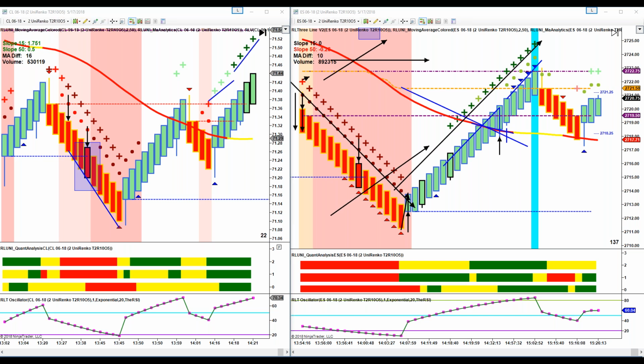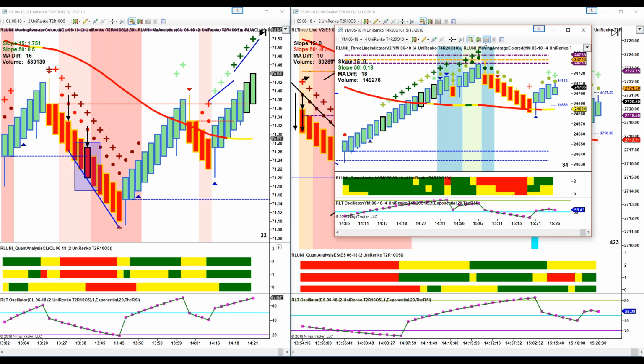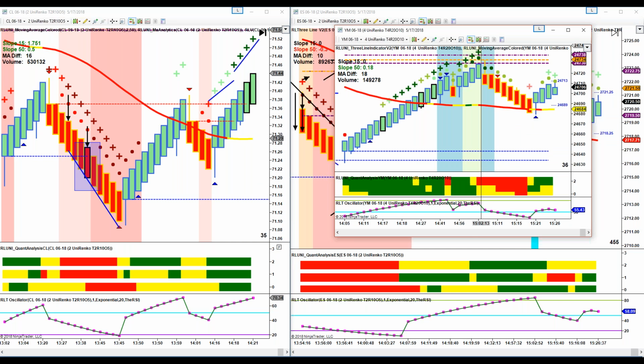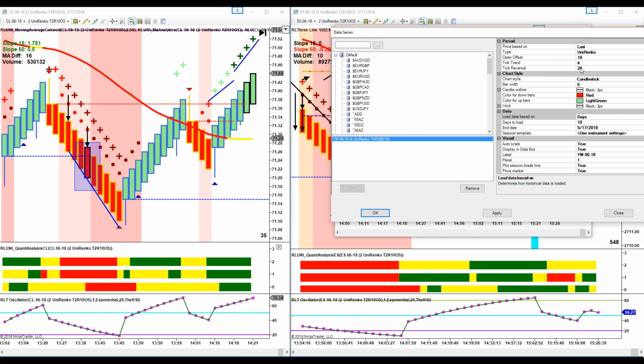RB asked a great question. We don't use the same Renko settings for all the markets. For the E-mini and for crude we do, but for the NASDAQ and the Dow there is a separate Unirenko setting. It's double. Whoops, opened the wrong part. The Dow is 10,420. Remember, the E-mini is 5,210.